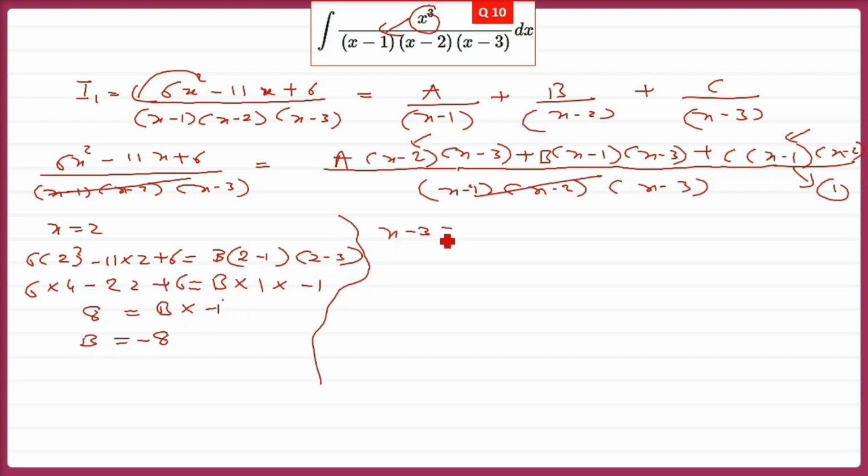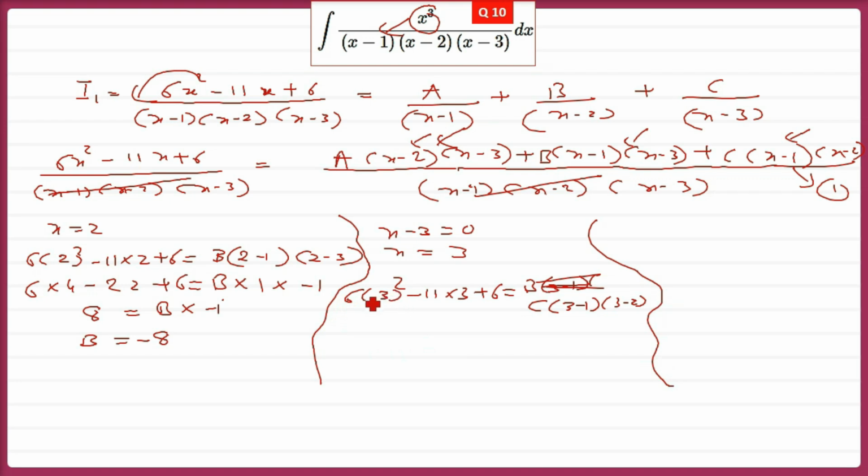In the next one, x minus 3 we will put 0, that is x equals 3 we will put. So the first and the second term of equation number 1 will become 0. C you are going to get. 3 you have to put on the left hand side also wherever you get x. So 6 into 3 square minus 11 into 3 plus 6 will be equal to c into 3 minus 1 and 3 minus 2. So 3 squared is 9, 6 nines are 54, 54 minus 33 plus 6, that is 60 minus 33, 27 you will get. On the right it will be c into 2 into negative 1, sorry. So c became 27 by 2.